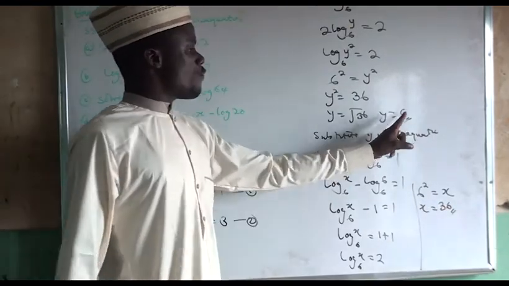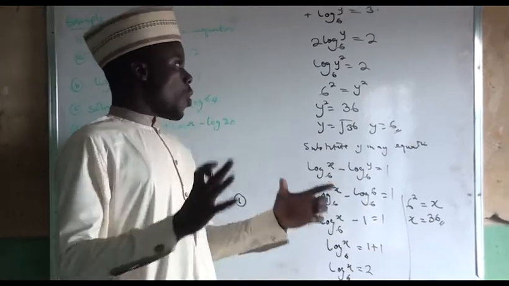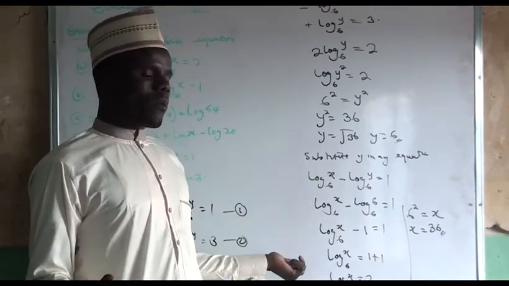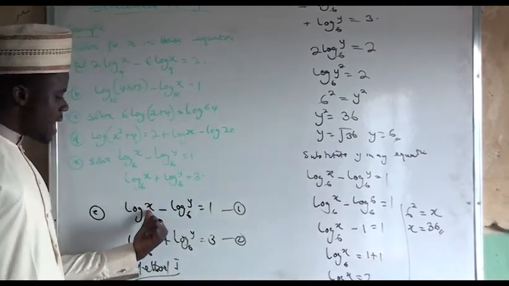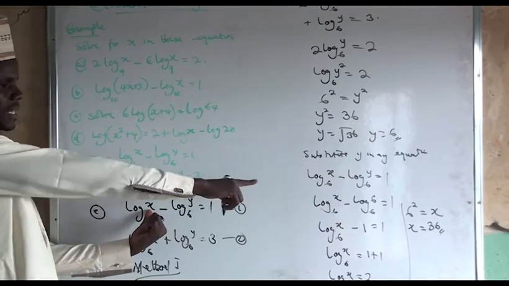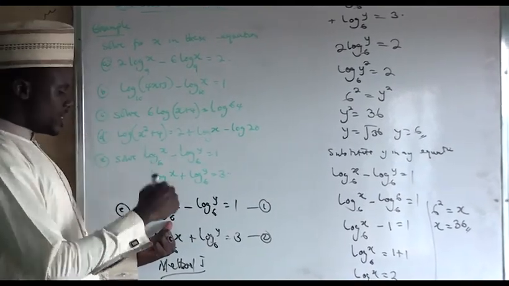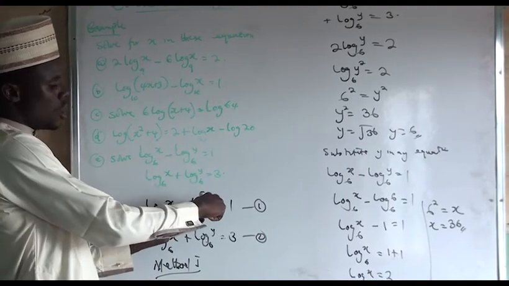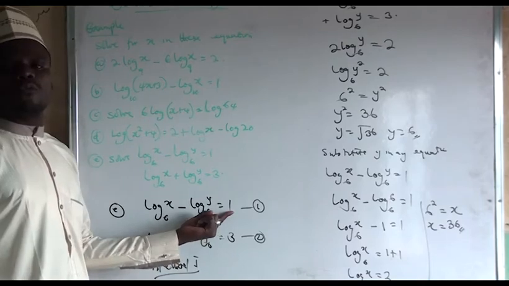So the value of y is 6 and the value of x is 36. When you put it in place, as something that we call a check, it's going to be the same thing. Because here, log 36 base 6 is 2, minus log 6 base 6 is 1. So 2 minus 1, you will have 1.